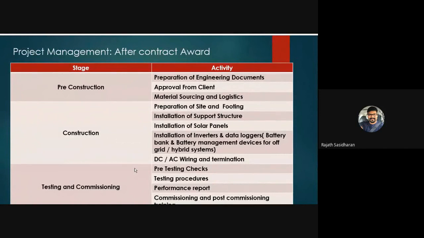One is an electrical drawing, the electrical layout, which shows how the string configuration is done, what kind of cables are used, how the cables are routed towards the inverter, etc. The next one is structural.